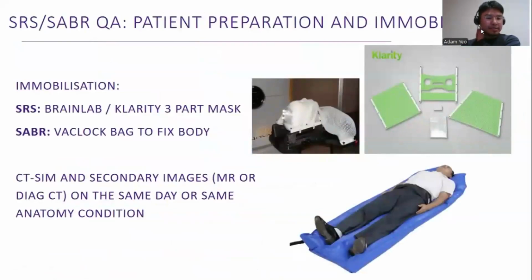So start with the immobilization first, and then the stereotactic area, the SRS, the BrainLab as an example with the three-part mask, which is quite crucial to firmly fix not only the anterior facial area, but also the back of the head, which will minimize the intrafraction motion. A SABR vac bag is the necessary item to fix the body for the same purpose. For the CT simulation and the secondary image acquisition, such as MR and diagnostic CT or PET-CT, ideally we desire them to be acquired on the same day or under the same anatomy condition.